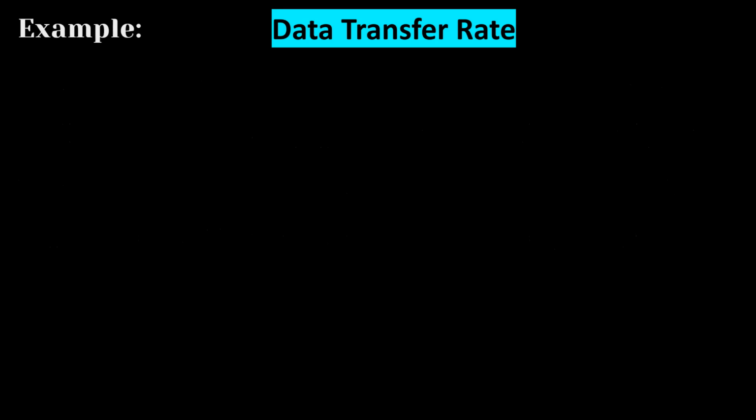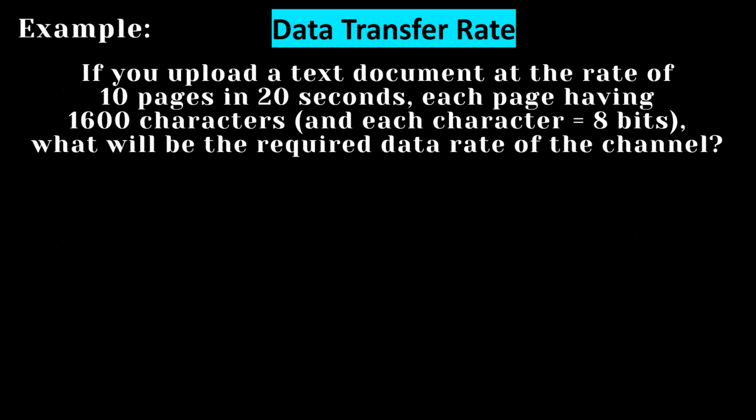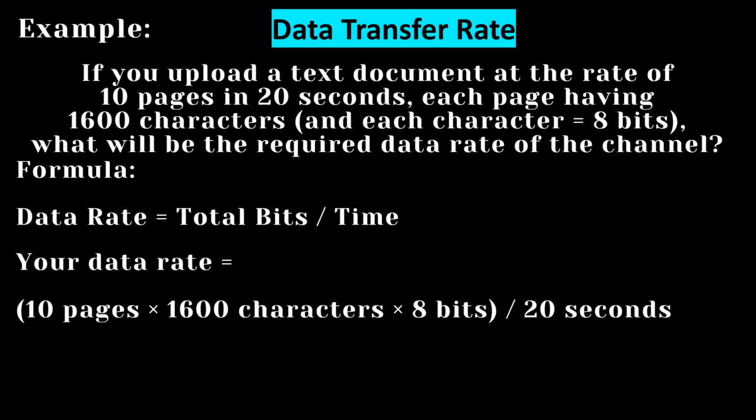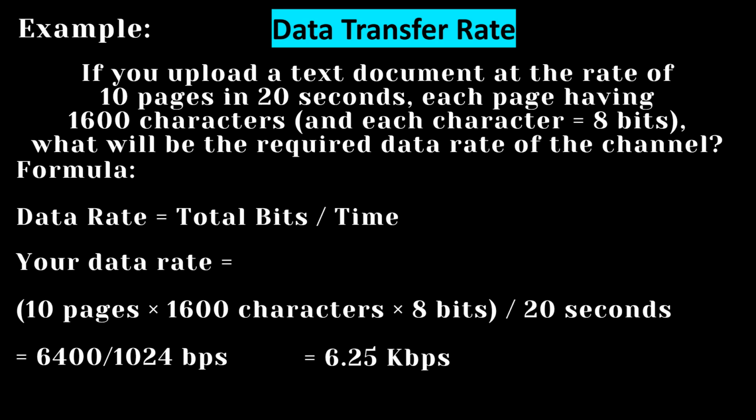Let's see an example. If you upload a text document at the rate of 10 pages in 20 seconds, each page having 1,600 characters, and each character equals 8 bits, what will be the required data rate of the channel? Formula: data rate equals total bits divided by time. Data rate equals 10 pages times 1,600 characters times 8 bits, divided by 20 seconds, that's equal to 6,400 divided by 1024, which is 6.25 kilobits per second.